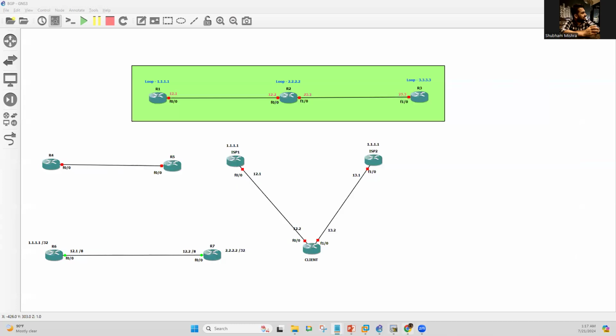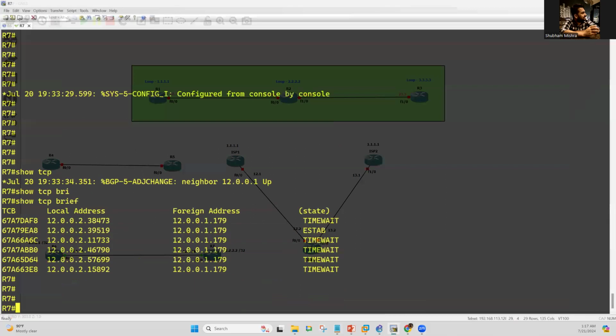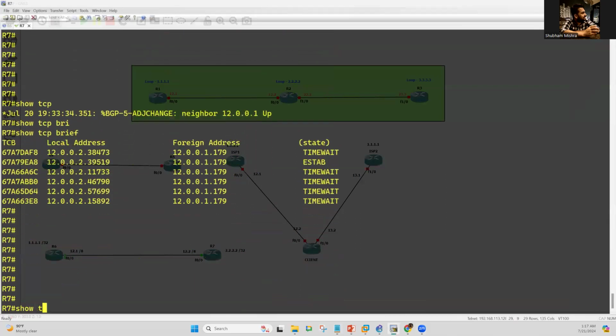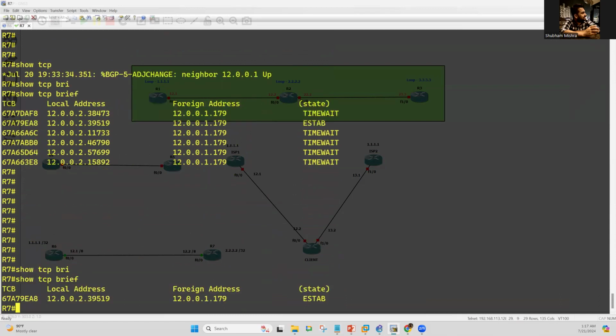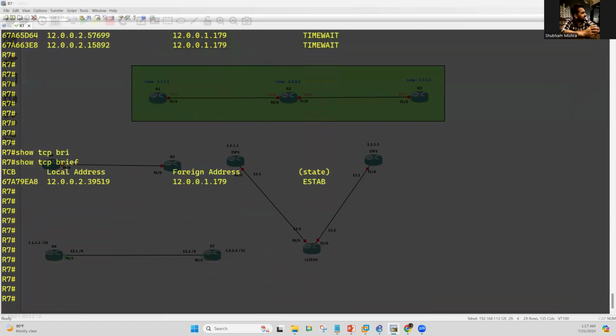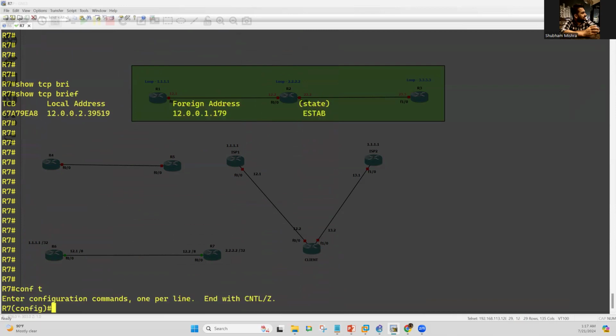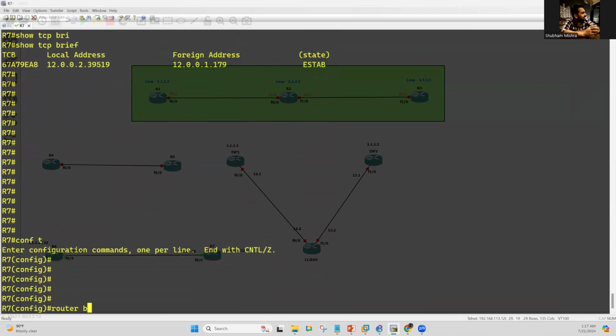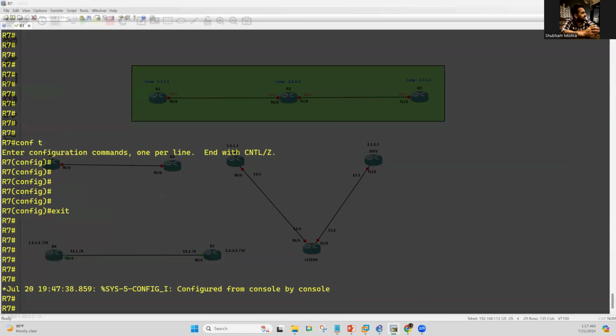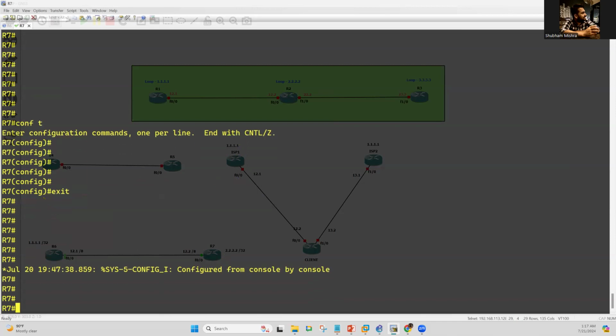See, I can show you here. Let's suppose on R7, let me check. So, show TCP brief. Is there any TIME_WAIT condition right now? No. There is only one TCP connection, that is already established. Yes or no? See, conf t, I am in the router. What is the command to reset the BGP sessions?